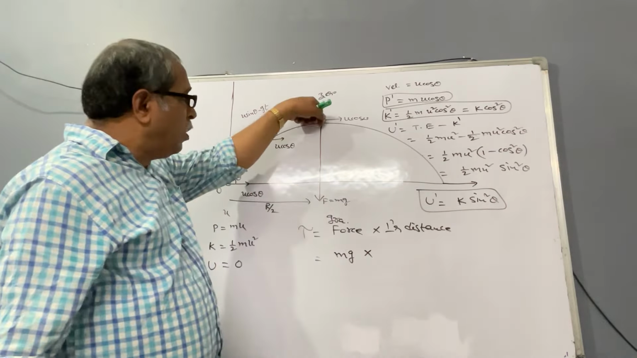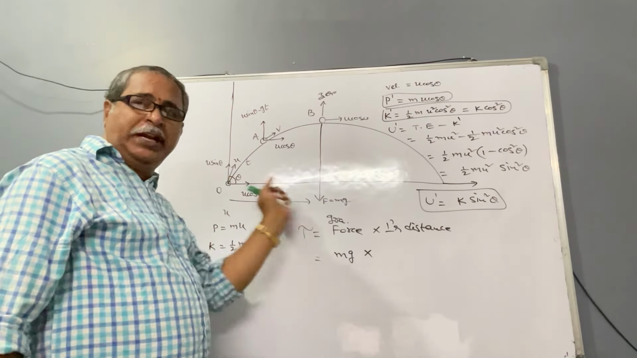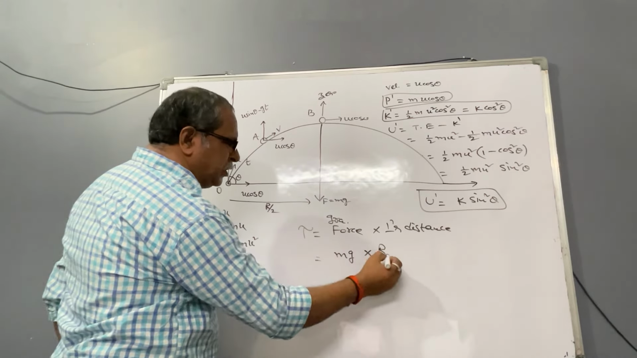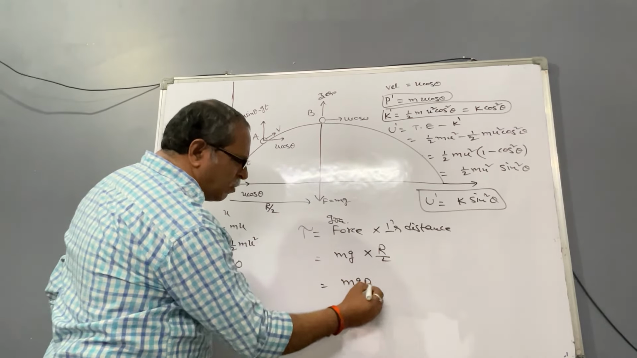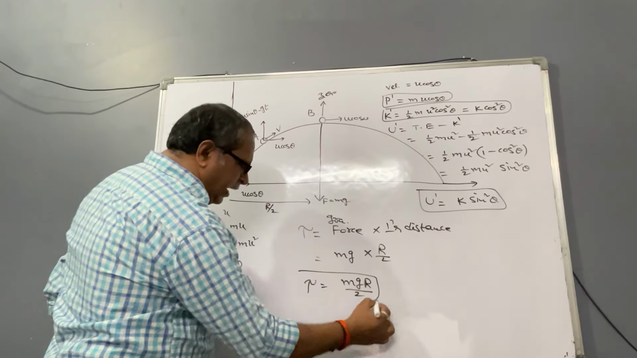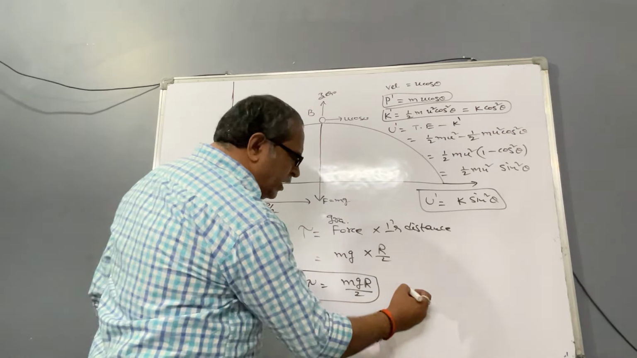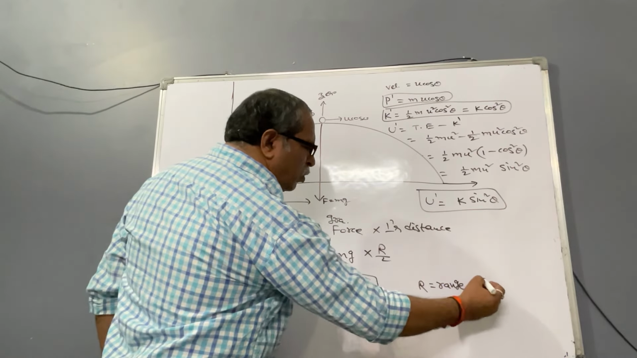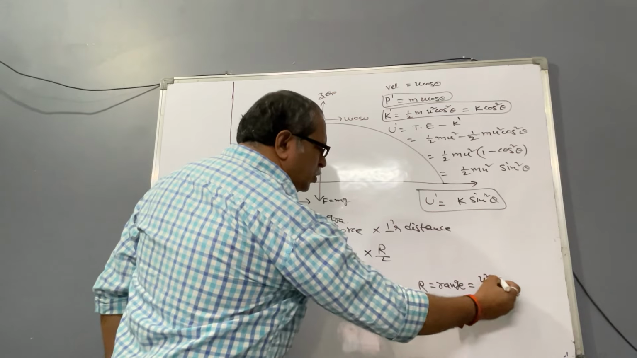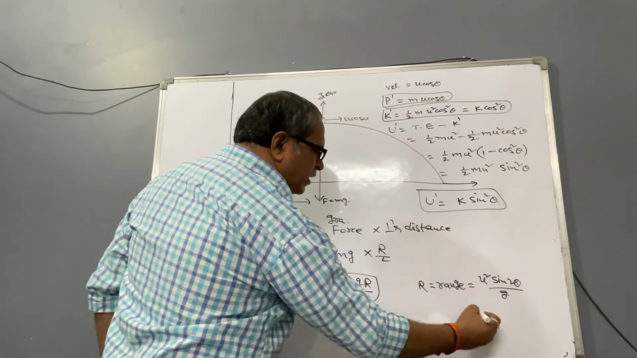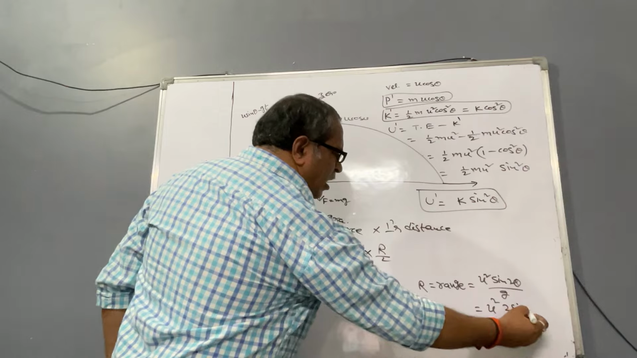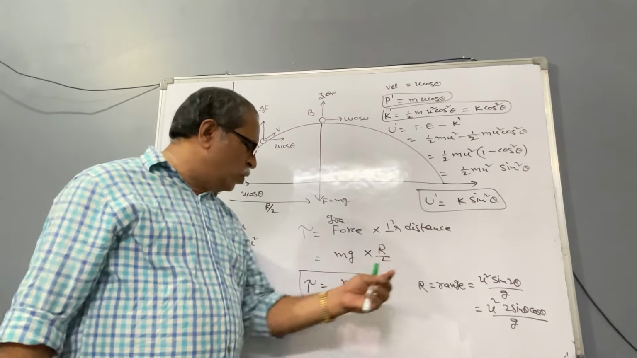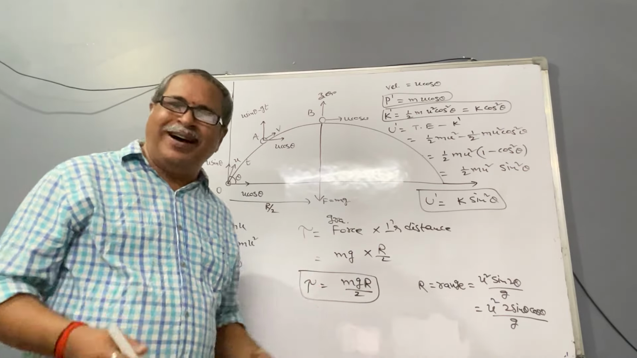For this gravitational force, this distance is the perpendicular distance about the point of projection, so I put the perpendicular distance as R by 2. So I can write mg into R by 2, where R is the range of the projectile. R equals u square sine 2 theta by g, otherwise u square 2 sine theta cos theta by g. We can substitute this range value in this equation and get one more torque formula.